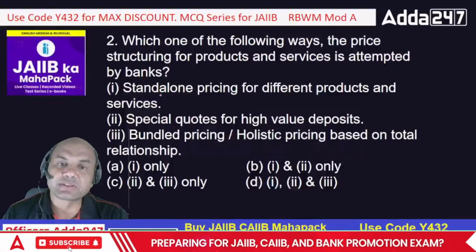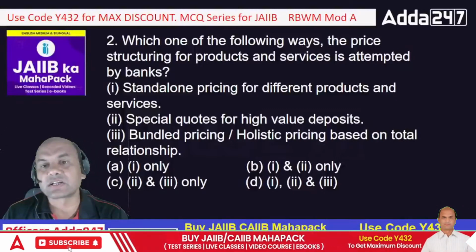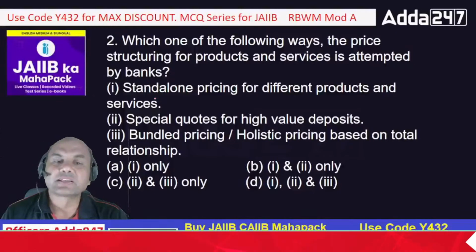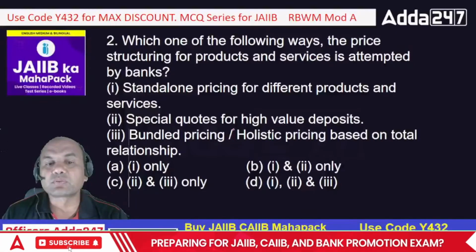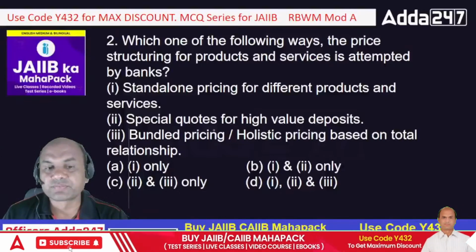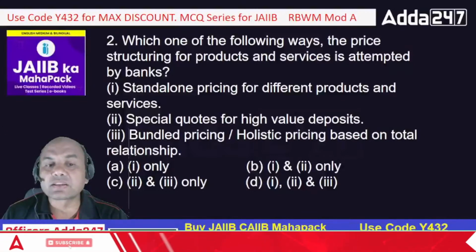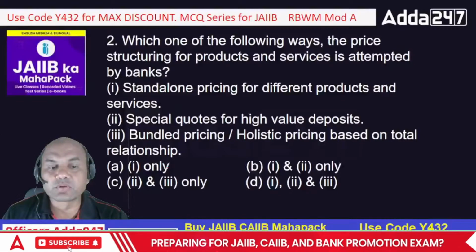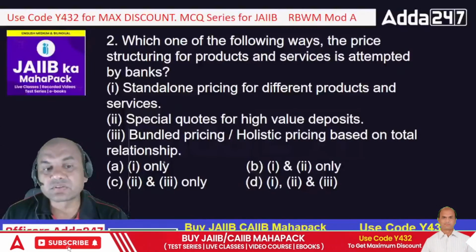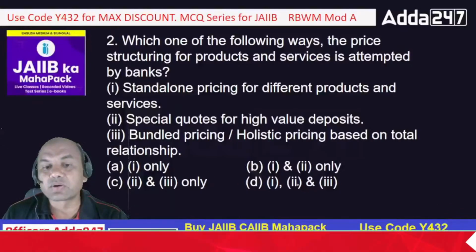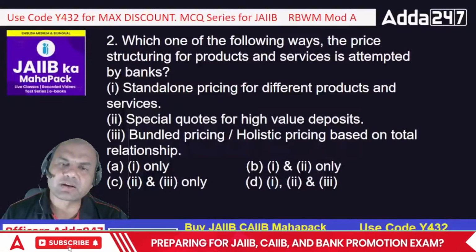So what are the options available? Which one of the following ways the price structuring of the products and services is attempted by banks? 1. Standalone pricing for different products and services, 2. Special codes for high value deposits, 3. Bundled pricing, 4. Holistic pricing based on the total relationship. So 1 only, 2 only, 2 and 3, or 1, 2 and 3, all of them. So what is the pricing model which the bank adopts?